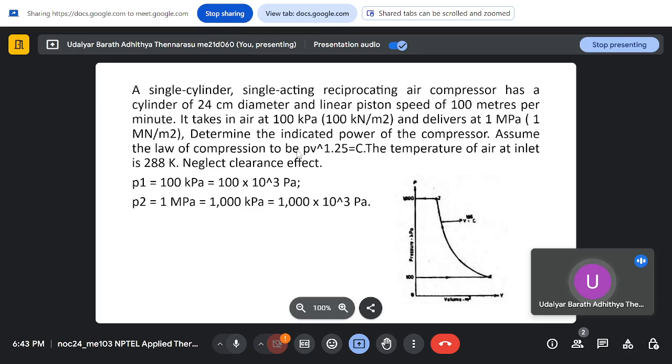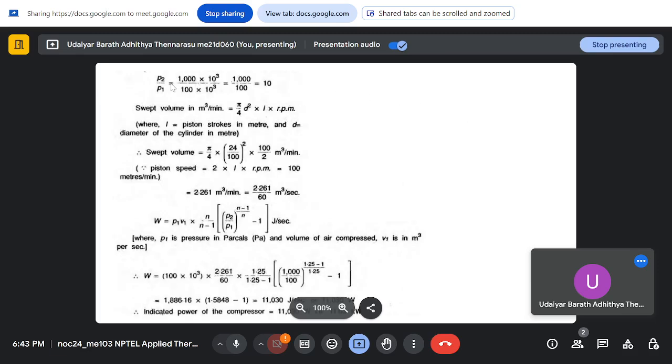Assume the law of compression to be PV raised to power 1.25 equals constant. The temperature of air at inlet is 288 Kelvin. Neglect clearance effect. So P1 is 100 kilopascal and P2 is 1 megapascal, so that is 1000 kilopascal. The diameter and piston speed are given. So P2 by P1, the pressure ratio, comes out to be 10. That is 1000 by 100.